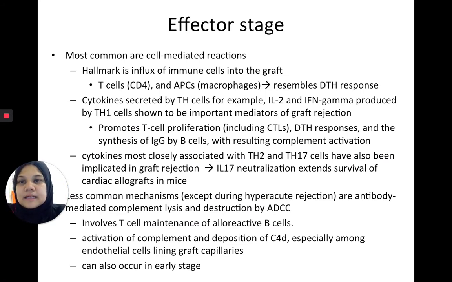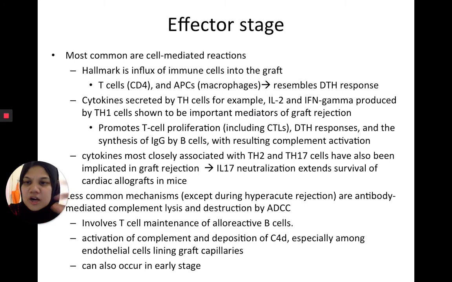Again, this is when you start really seeing the cell-mediated responses. You'll have an influx of immune cells like we saw in the diagram. We'll see T cells, we'll see APCs, and then you'll pretty much see the delayed-type hypersensitivity response. The cytokines that are made will mediate the graft rejection, cause inflammation, and promote more T cell proliferation and more DTH responses, and then the B cells will also start making antibodies against it, particularly IgG, which, as we recall, will also be able to activate the complement system.